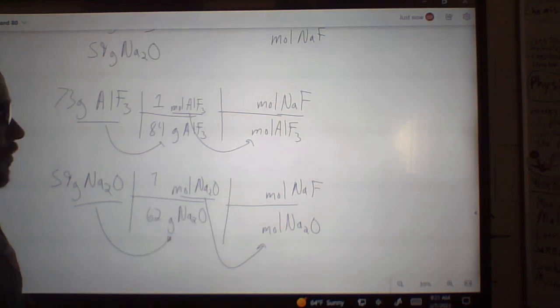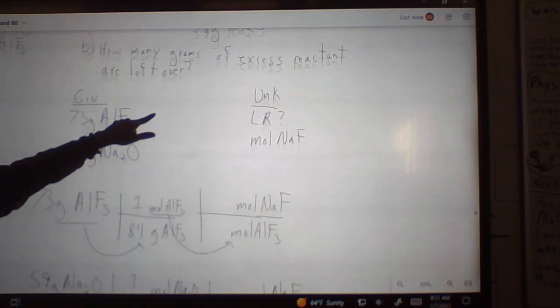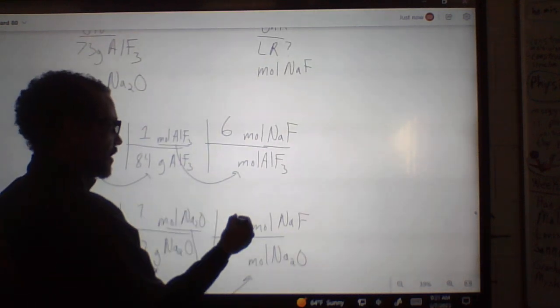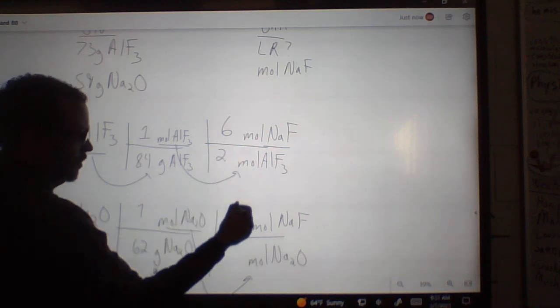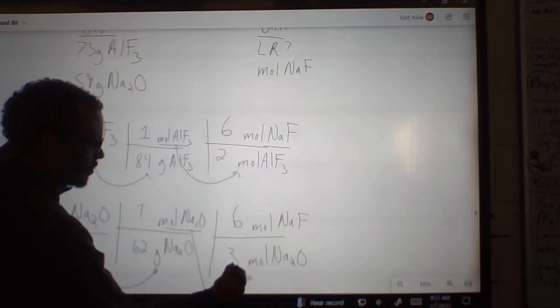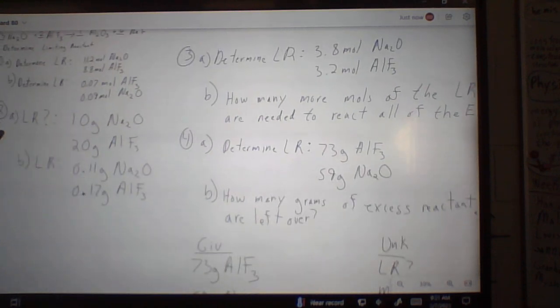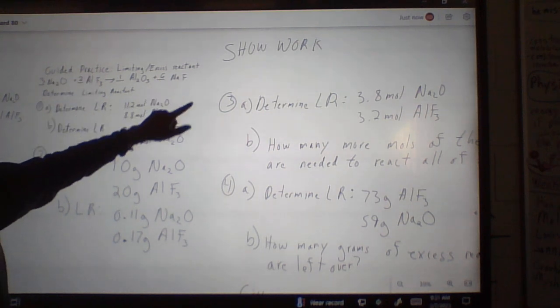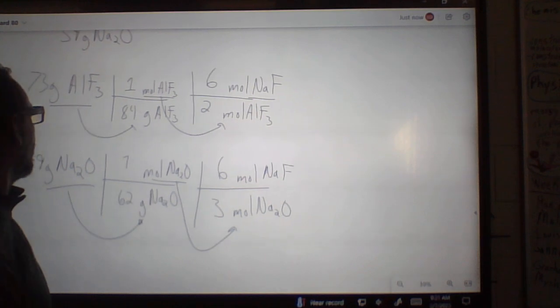And then from here, I just need my recipe to find out the proportions. So for NaF, I know this is going to be a 6 from the balanced equation. AlF3 is 2, and then Na2O is 3. Na2O is 3, AlF3 is 2, NaF is 6. So now I can determine what my limiting reactant is.